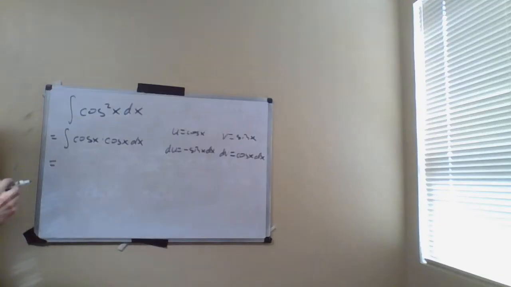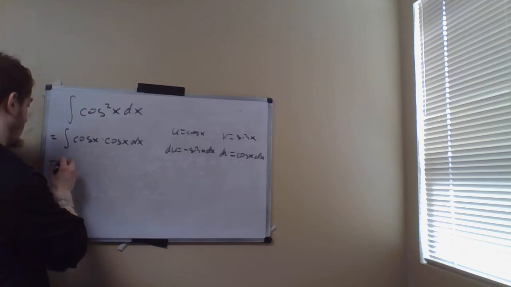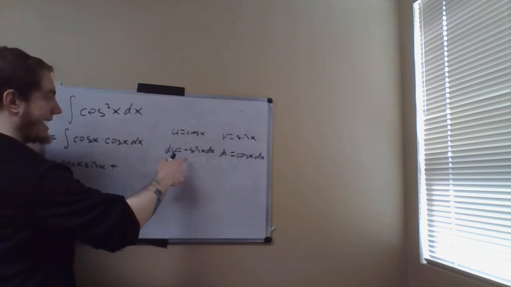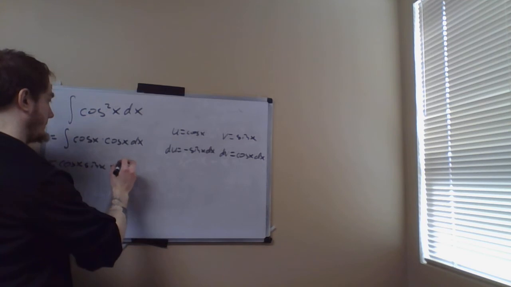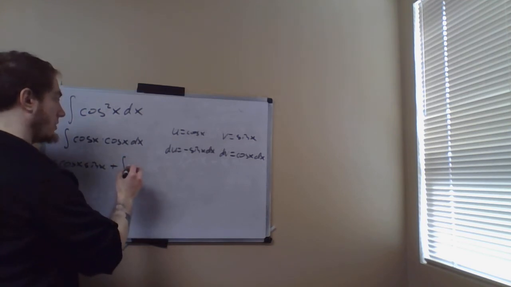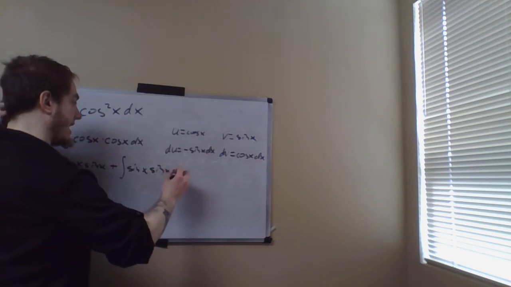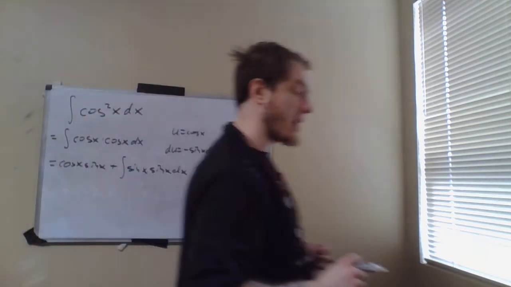So this is going to become cos x sine x, and then minus, but the negative here is going to cancel with it, plus the integral of sine x times sine x dx. Well, that doesn't seem to get us very far now, does it?